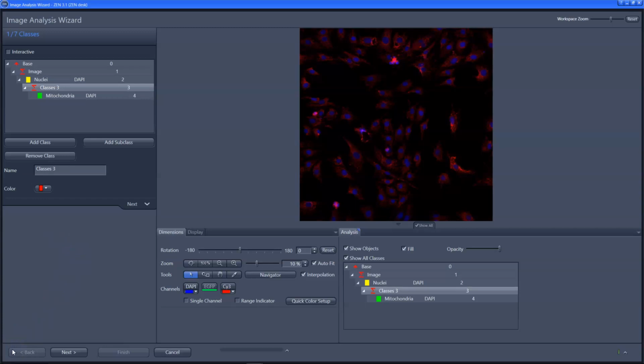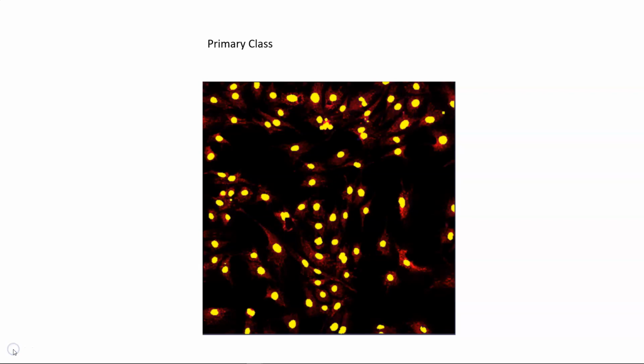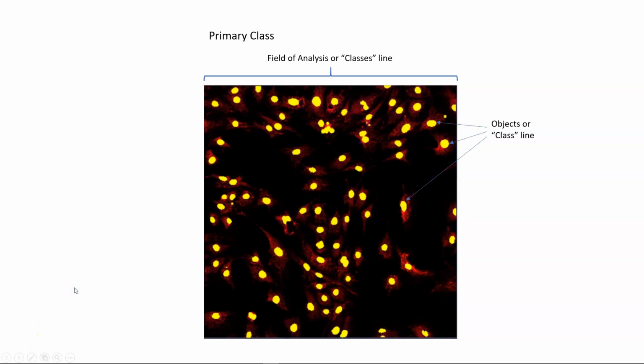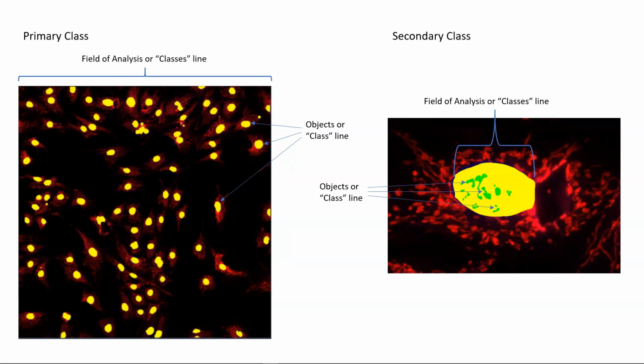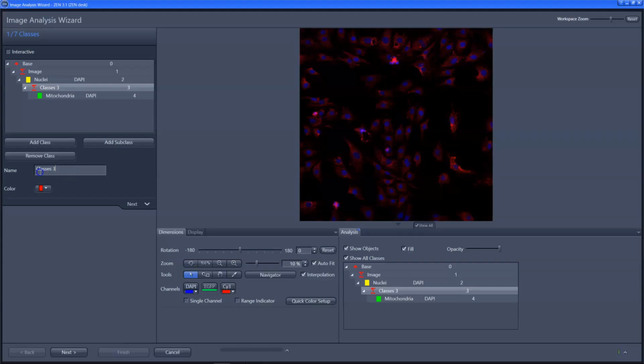Notice that we have a subclass of mitochondria, but we also have another classes line. When we create a subclass, the original object that we have identified in the primary class becomes the field of analysis for the objects of the secondary class. For the primary class, the statistics of the entire image will be reported on the classes line, whereas for the subclass, each nucleus will be treated as an image or a field of its own, with field-level parameters such as object count relating to only the individual nucleus. For our purposes here, I will label the subclass field-level line as MitoCount, as we're going to be reporting mitochondrial object counts within the nucleus at this level.